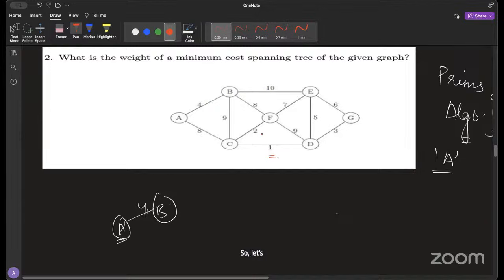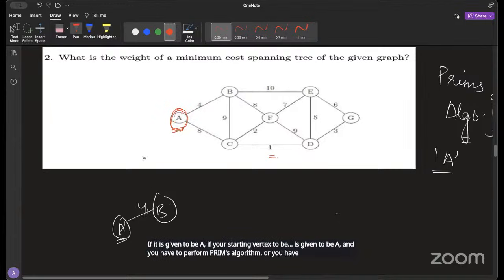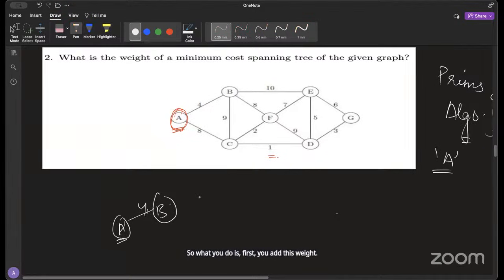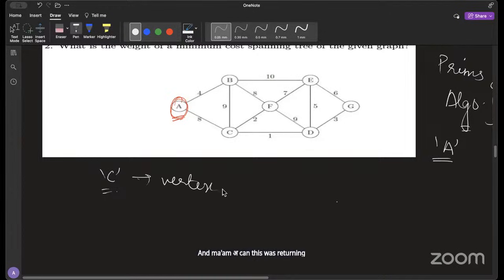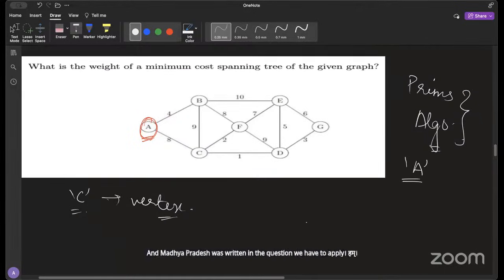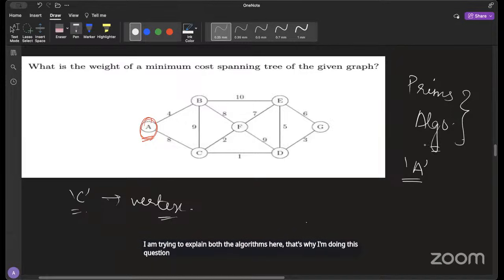So let's say in this question, because it's not given to you, if the starting vertex is given to be A and you have to perform Prim's algorithm, what you do is first you add this weight, and next you add the next minimum one. But let's just do it because it's not given. Let's start from vertex C, because a vertex is always given in Prim's algorithm. Ma'am, was this written in the question? We have to apply Prim's. No, it's not written in the question, but because I am trying to explain both algorithms here, I'm doing this question by both algorithms.